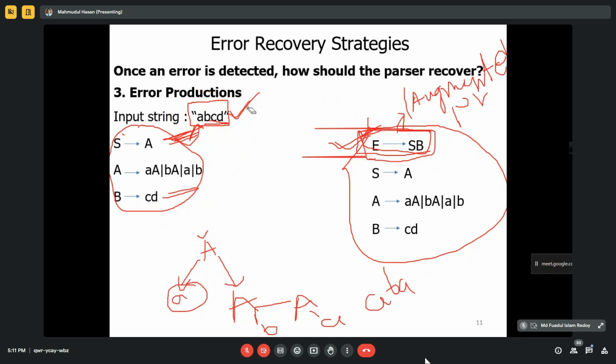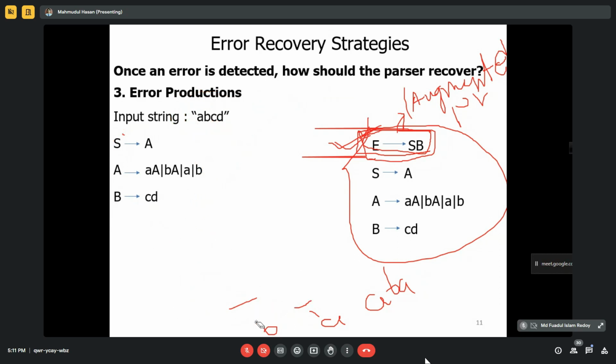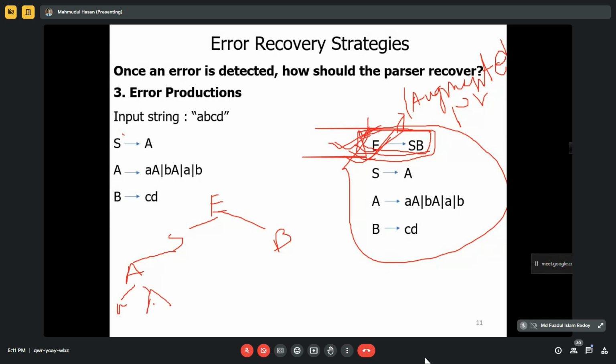Now try to derive it with the help of this grammar. At first, which production rule? This is the starting one, so we need to take this one first, because this is the start. It is compulsory to take the first one first. So E to SB, and S to A, and A to A, and A to B. Okay, so we get AB and B will produce C D.